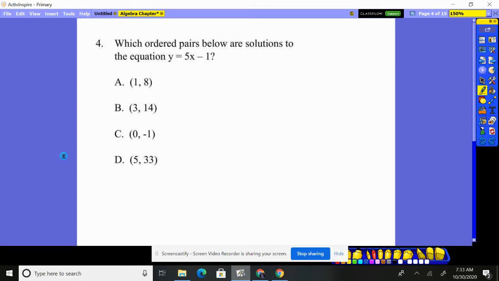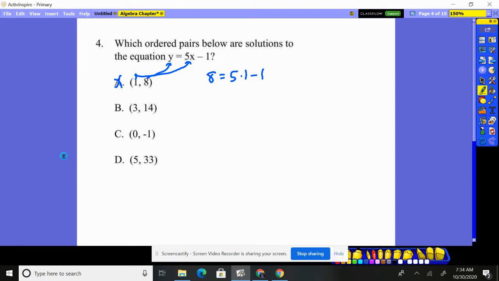That's a solution. So all I have to do is plug x, that 1 right there, into the x value, and the 8 right into the y value, and see, is this true? So if I do that, I plug y as 8, 5 times the x value of 1 minus 1. Is that true? No, that's not going to be true, because that's 5 minus 1, which is 4, and 8 does not equal 4.